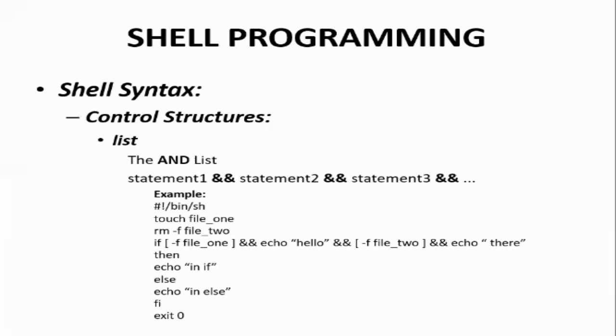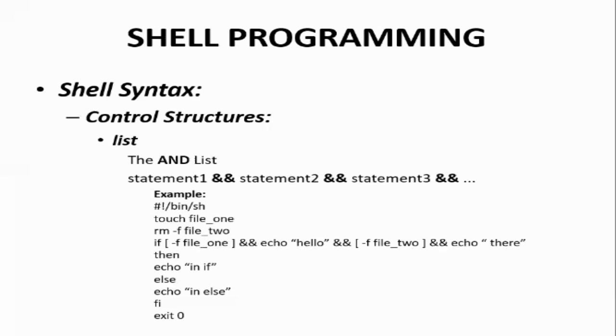When you execute this program, the touch and rm commands ensure that the files in the current directory are in a known state. The AND list then executes the condition, that is a file conditional -f file_1 statement, which succeeds because you just made sure that the file exists, and because the previous statement succeeded, the echo command is executed, and this also succeeds as echo always returns true.